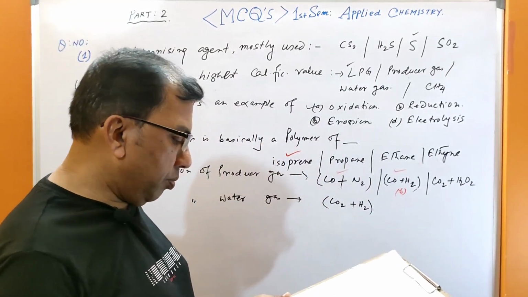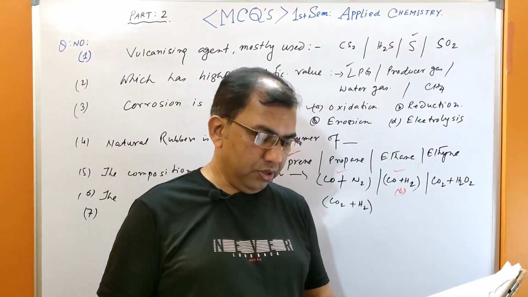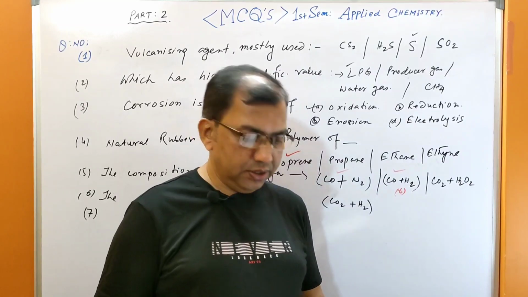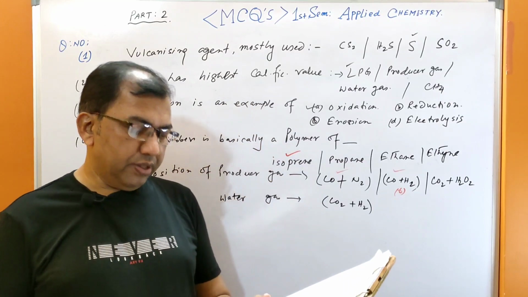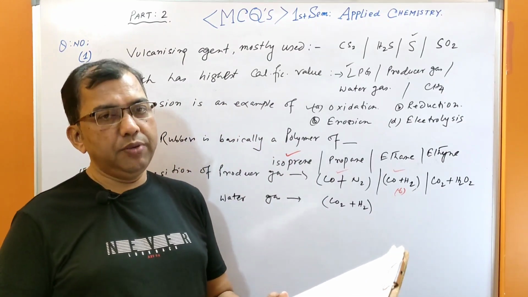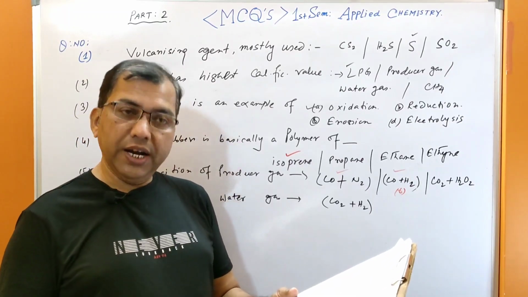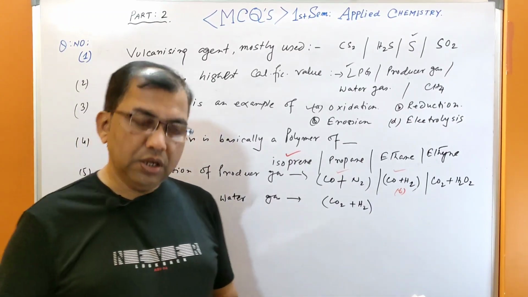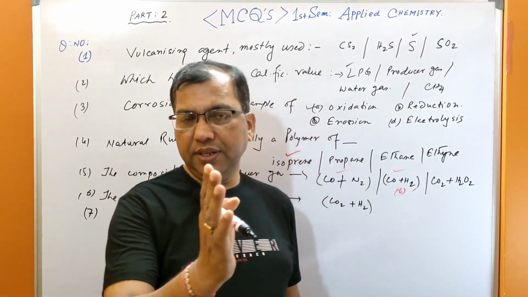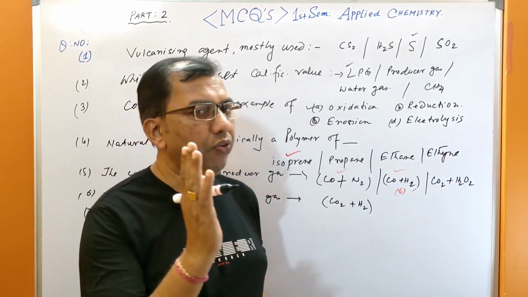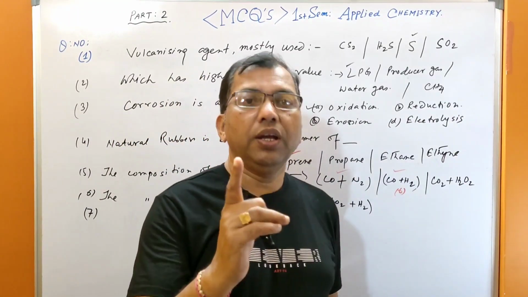Setting and hardening of cement is a process of hydration, hydrolysis, electrolysis, both A and B. I am telling again, setting and hardening of cement is a process of hydration, hydrolysis, electrolysis, option 4, both A and B. The answer will be both A and B.